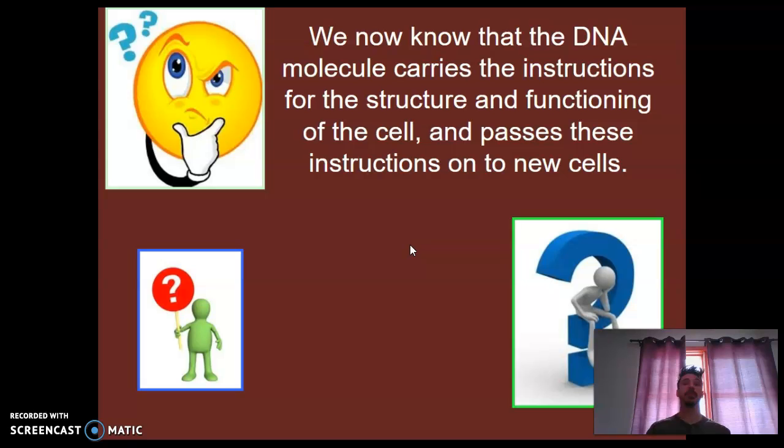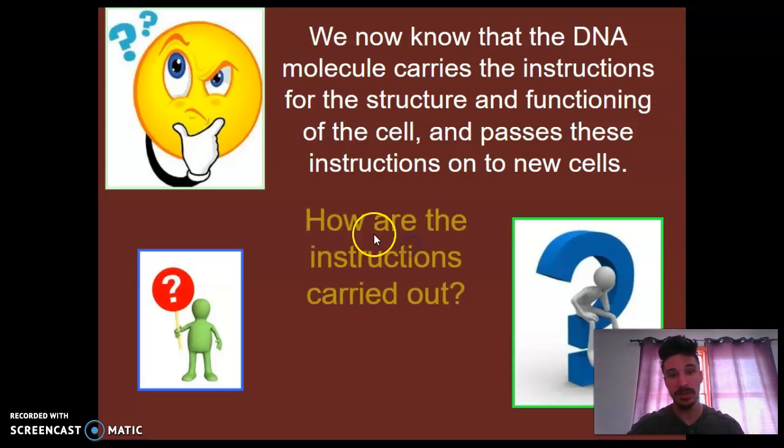Okay, so we know that DNA molecules carry instructions for the structure and function of the cell, right? The order of those nitrogen bases that exist on those nucleotides, the A's, T's, C's, and G's, within the DNA code, tells the cell what to do, how to do it, and when to do it. But how are the instructions carried out? How are we going from genotype to phenotype?